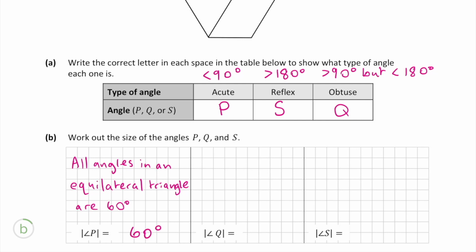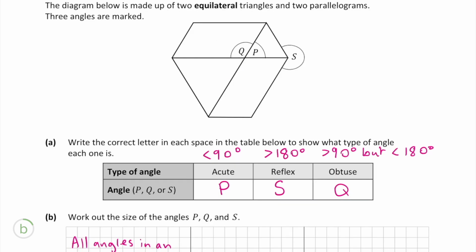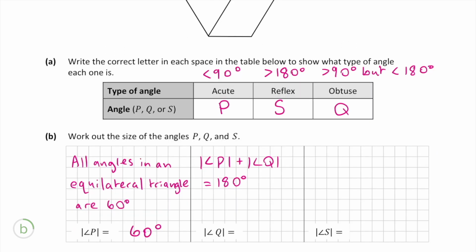We can work out Q by looking at our diagram. We can see from this that the angles Q and P add together to give a straight line. And a straight line is equal to 180 degrees, so therefore we can write the equation, the size of P plus the size of Q is equal to 180 degrees. And we already worked out that P is 60 degrees, so we can take 60 degrees away from both sides, and this gives us the equation, the size of the angle Q is equal to 180 degrees minus 60 degrees, which is equal to 120 degrees.